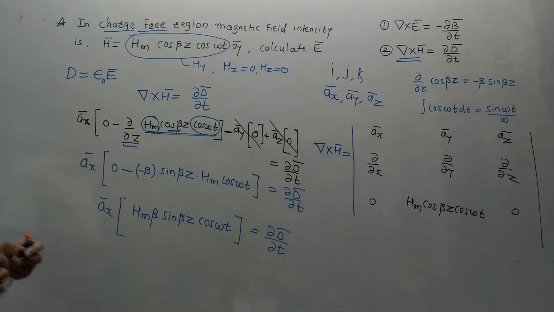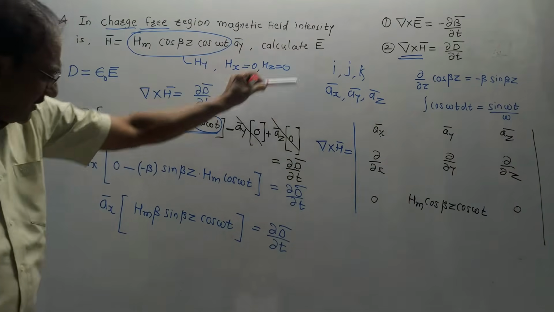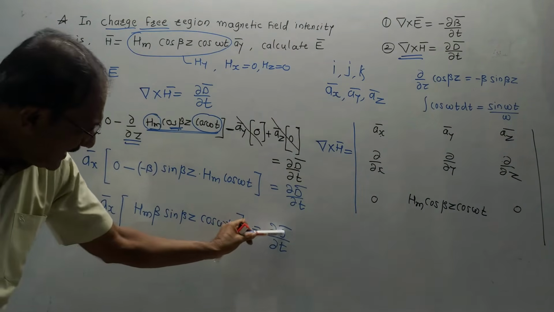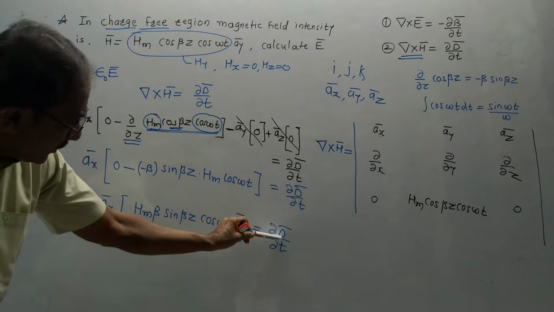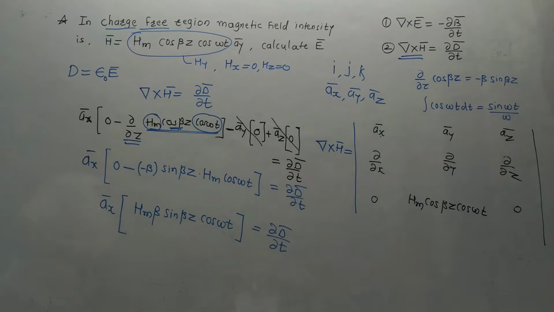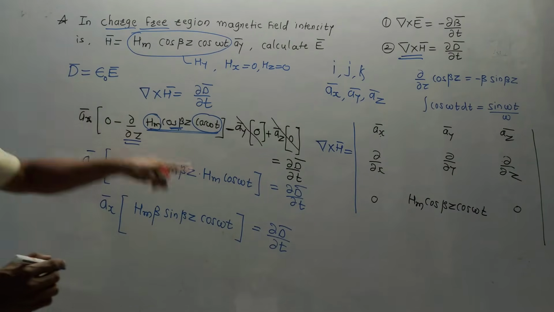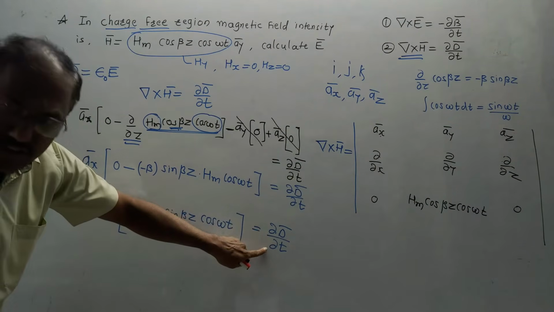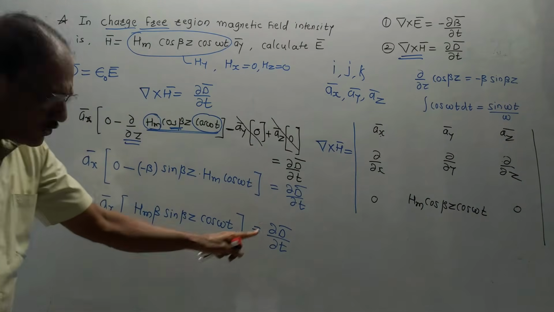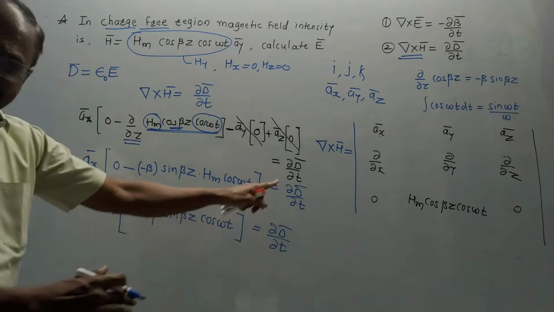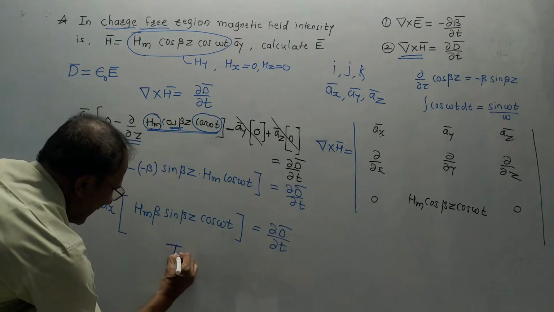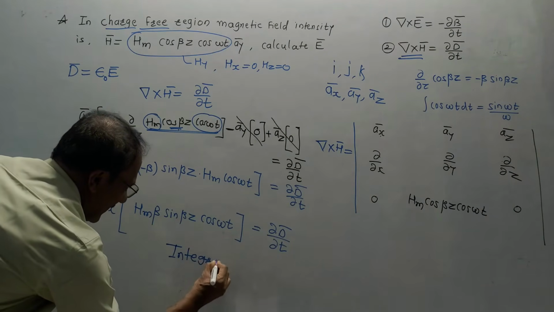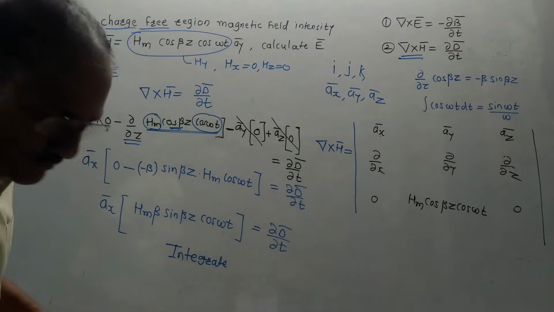Now, what is asked in the question? I need to calculate value of E bar. This is the equation I got for d bar by d bar t. First, I need to calculate d bar because we know the well-known formula: D bar is epsilon 0 E bar. Once you will get d bar, you can well calculate E bar. So first task is I will have to calculate d bar. How to do it? It contains derivative sign. So simplest technique is whenever you want to cancel out derivative sign, take integration on both sides. So I will integrate this equation. I need to take integration of both sides of this equation.